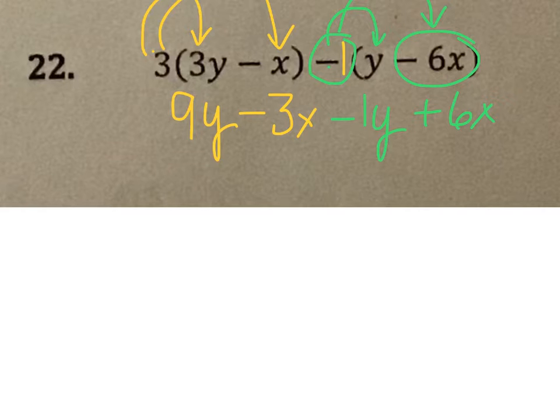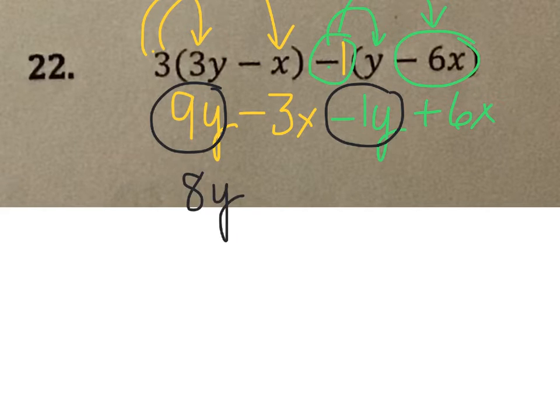Now, 9y minus a y is going to be 8y. Negative 3x plus 6x, I can't just add those together, so I have to subtract them because they're opposite signs. A negative 3, positive 6, which would give me a 3x, a positive 3x. And that would be the final simplified expression.